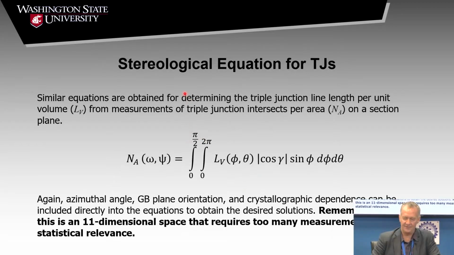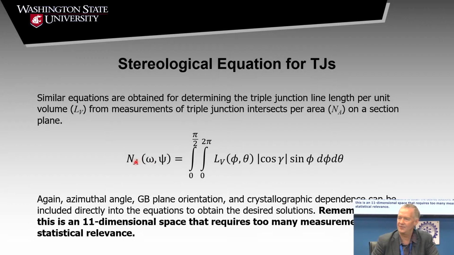So now we have it in 5 parameters. If we're looking for triple junctions, we know that equation, right? We need to know the line length per unit volume. That's the space a triple line lies in, right? So it's a line length, it's not a surface area, line length in some direction t. The direction here is defined by phi and theta.